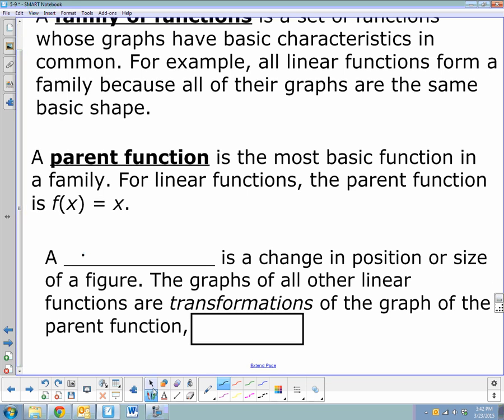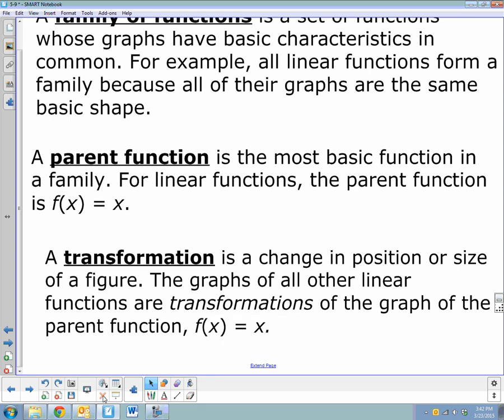Okay? And then we are going to transform this parent function, f of x equals x, into other functions. They're like mini functions. They look kind of like f of x equals x. They look kind of like the parent, just a different version of it. Kind of like you and your parents. Different version of the same idea. Okay, so we're going to be doing some transformations. We've talked quite a bit about transformations in the past, and we're going to transform that parent function, f of x equals x, into another version or another form of that same function.